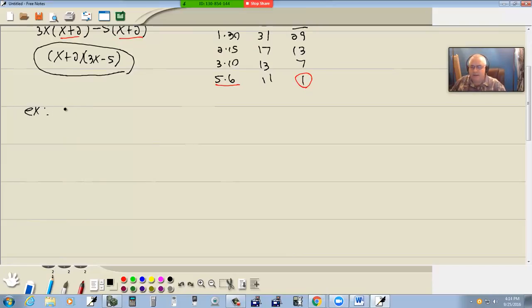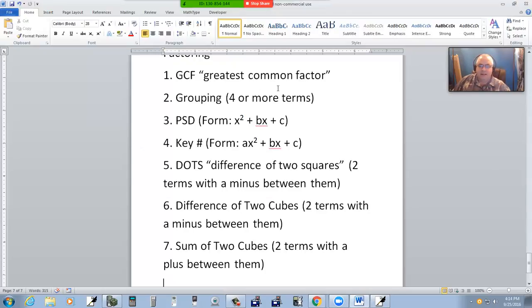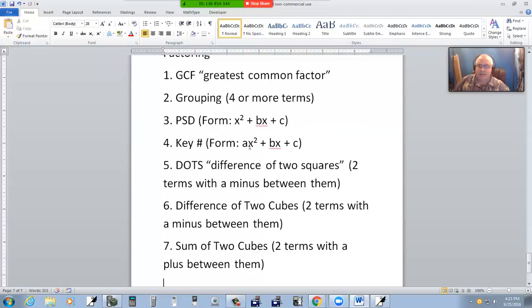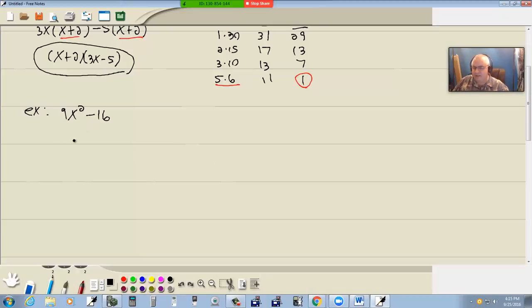Okay, let's take a look at 9x squared minus 16. Let's see, GCF, there isn't any. Grouping is 4 or more terms. This is 2 terms. PSD and key number are both 3 terms. That doesn't fit. DOTS. 2 terms with a minus sign in it. That fits. So we're going to try difference of 2 squares. Now we try to rewrite it as something squared minus something else squared. If you can successfully do that, that's when you can use difference of 2 squares.